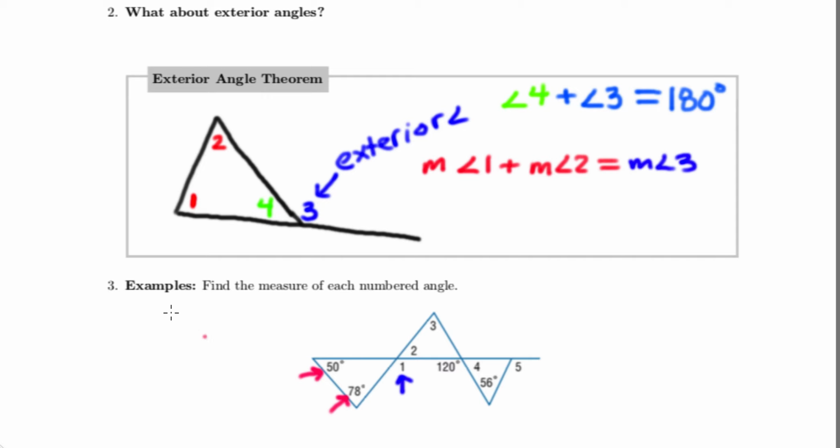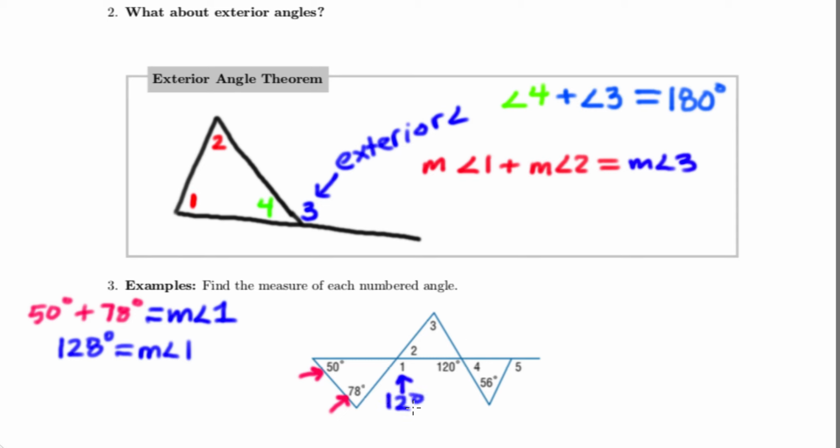So what we can say here is that if we took the 50 degrees and we added it to our 78 degrees, what we should get in turn is the measurement of angle 1. So we'll write down, it equals the measurement of angle 1. So we now know that angle 1 is 128 degrees. The measure of angle 1 is 128 degrees. So we can say 128.